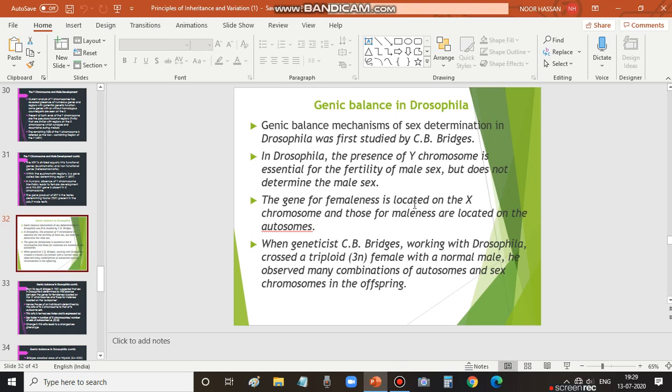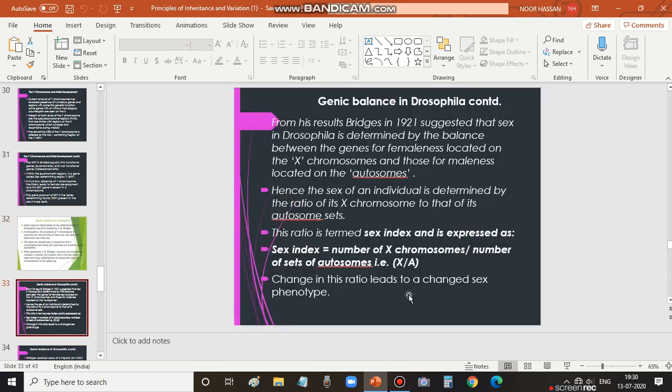The gene for femaleness is located on the X chromosome, and those for maleness are located on the autosomes. When geneticist C.B. Bridges, working with Drosophila, crossed a triploid, that is 3n, (diploid is referred to as 2n and triploid as 3n) female with a normal male, he observed many combinations of autosomes and sex chromosomes in the offspring. We'll discuss what it is.